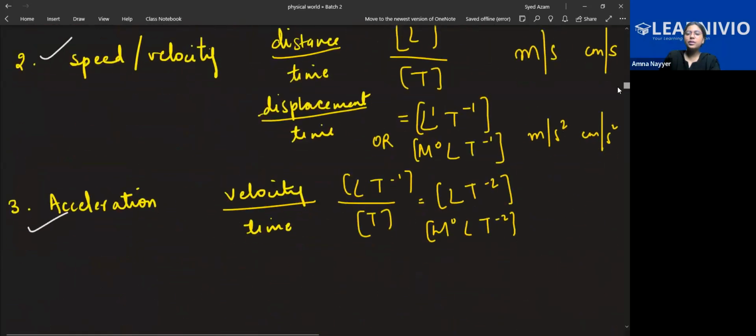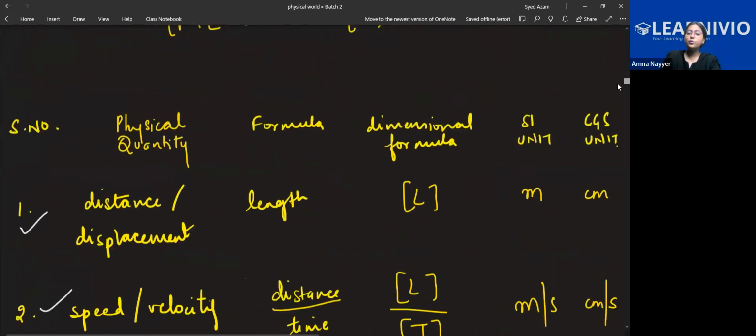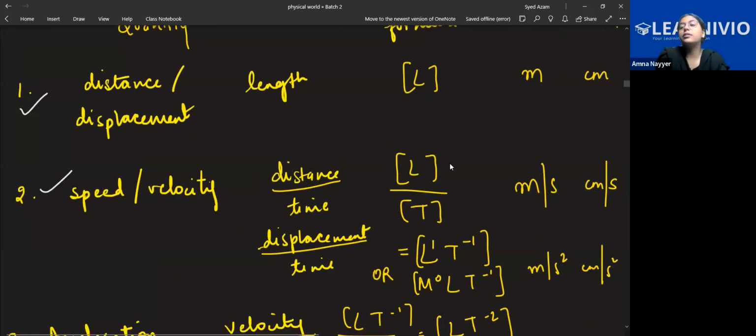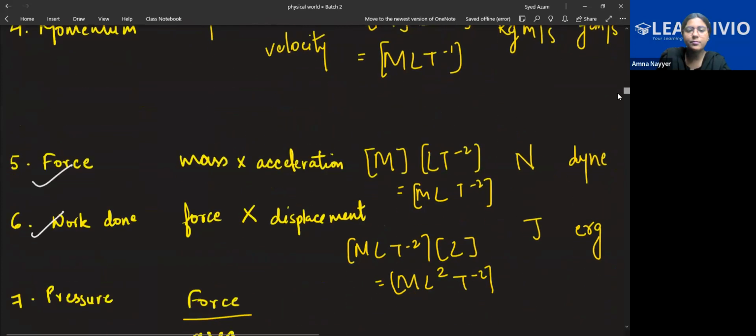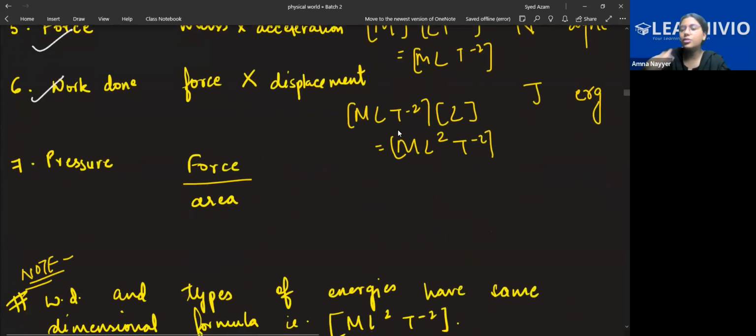So few things we discussed, and I told you few of them you should remember, because when you must be doing the assignment that time also you must have felt that velocity, acceleration, these are very basic. So distance and all, speed, acceleration, momentum, force, till force we had seen. So see, let us see for the pressure. Now see, force is mass into acceleration. Acceleration is LT to the power minus 2.